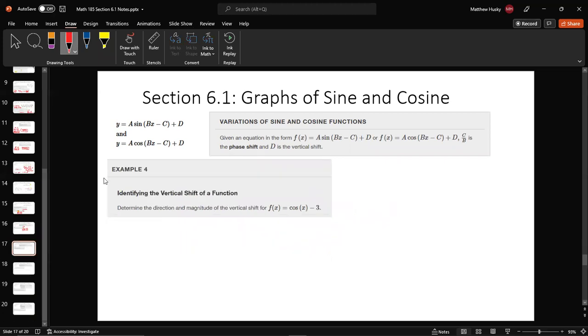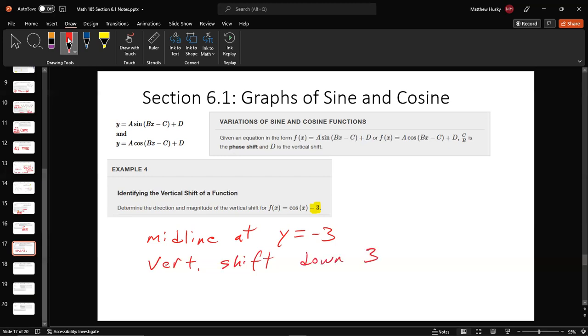What else do we have? Determine the direction and magnitude of the vertical shift for this one. So the vertical shift here, you have -3. The term I'm going to be using a lot is more the midline, but they mean the same thing. So you have the midline at y equals -3. If you wanted to, you could say the vertical shift is down 3. That would be another way of saying it.